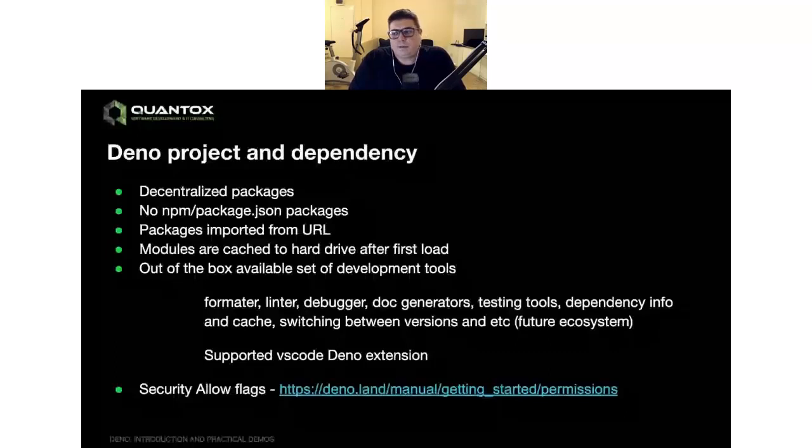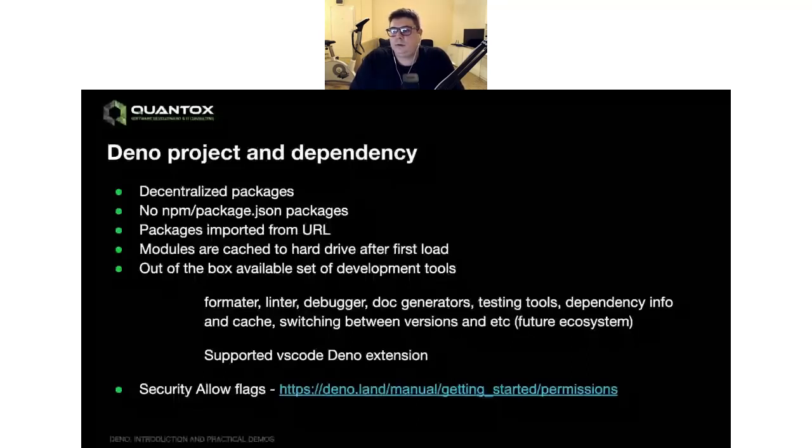If you have a Deno project, for example, the most important characteristic of Deno projects is that packages are decentralized, so you don't depend on a single npm registry. You pull your code from wherever you want. No npm package.json configuration. Basically, you could run a Deno project with only code files with zero configuration. Packages are imported from URLs. Modules are cached on the hard drive after first load.